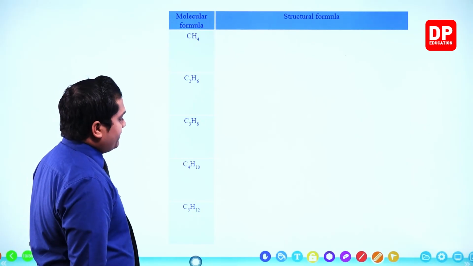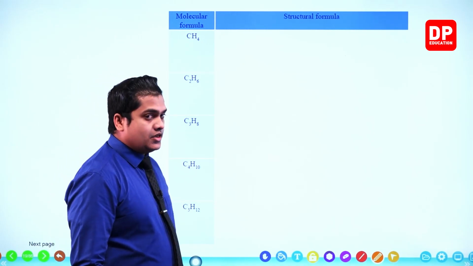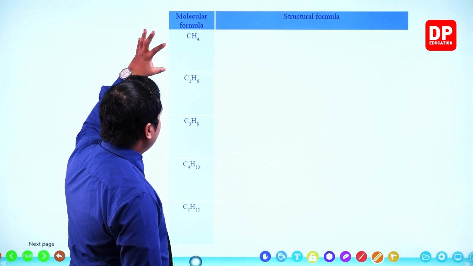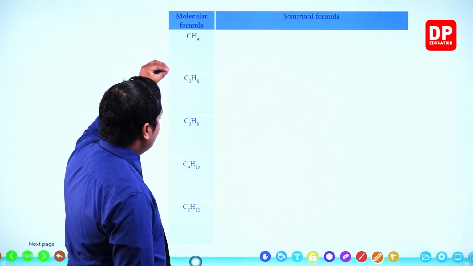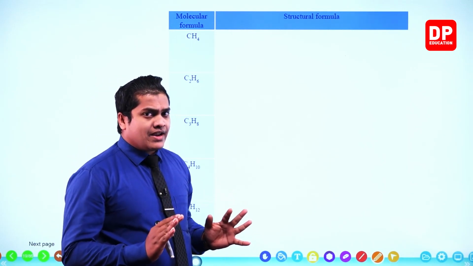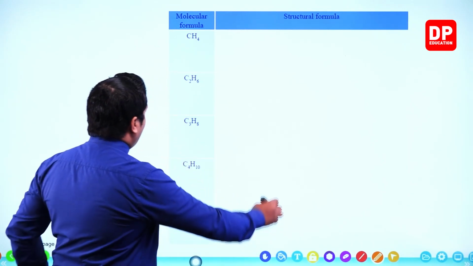Then you are given a table. Here you need to complete the structural formula for each and every molecular formula which is given over here. First of all, we'll write down their names, my dear children. So CH4, methane.